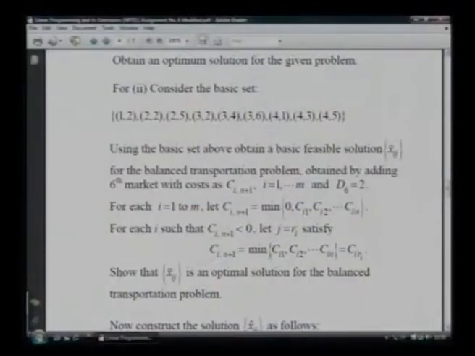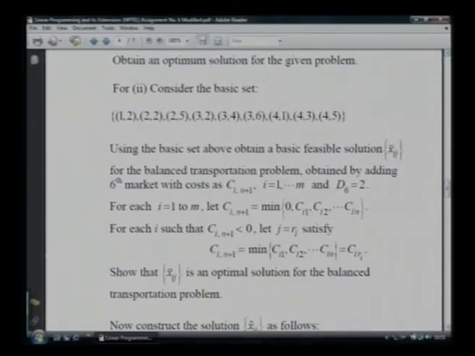For problem 2, again I am giving you a basic set of cells, and I am saying that you can obtain a basic feasible solution Xij bar for the given unbalanced transportation problem, reduce it to a balanced transportation problem by adding a sixth market, and the cost will be Ci n plus 1. In our case, n plus 1 is 6, and then your D6 is 2.